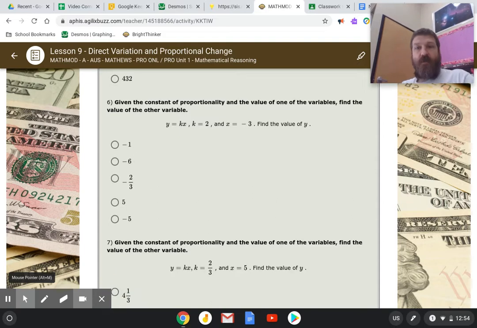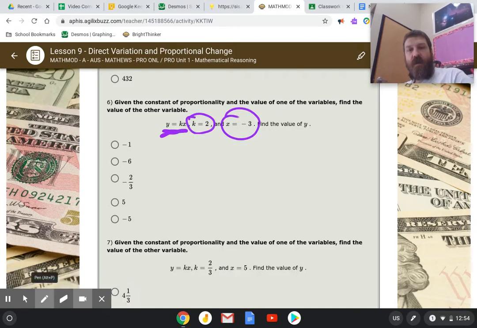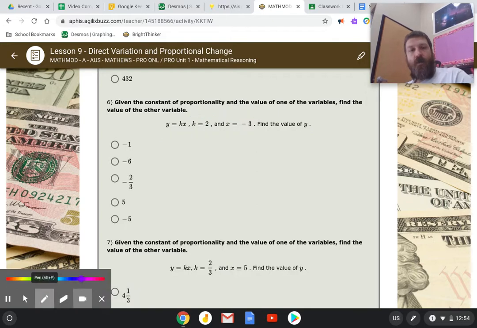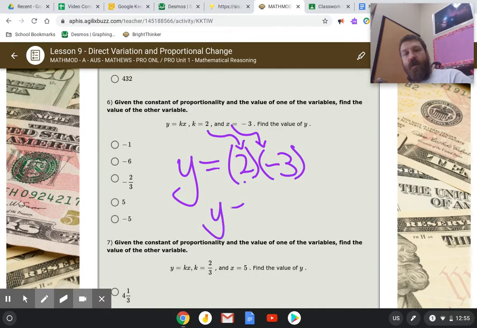And in number 6, they mix it up a little bit. Now we're given this formula here, y equals kx, we're given the value for k, we're given the value for x, and we're supposed to find the value of y. So you need to take this formula and plug in the values for k, which is 2, and the value for x, which is -3. Multiply those numbers, and you'll get what y equals.